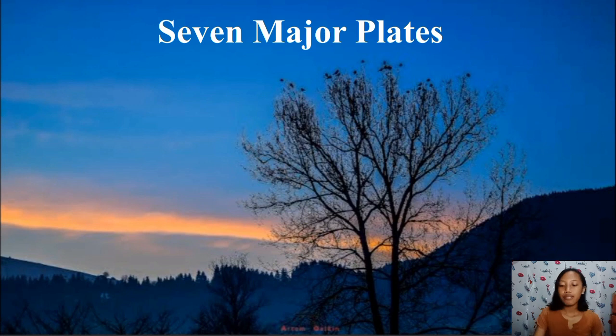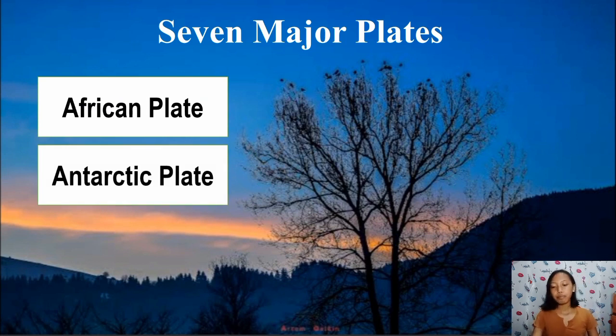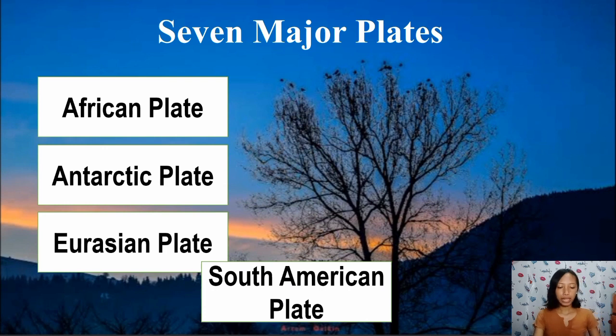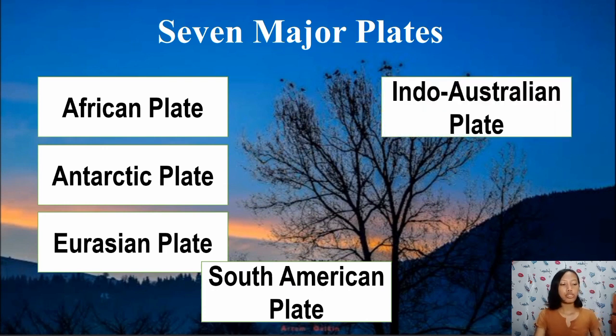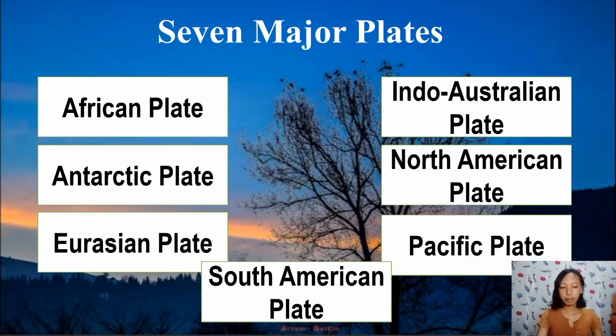So, we have 7 major plates: the African plate, Antarctic plate, Eurasian plate, South American plate, Indo-Australian plate, North American plate, and lastly the Pacific plate.